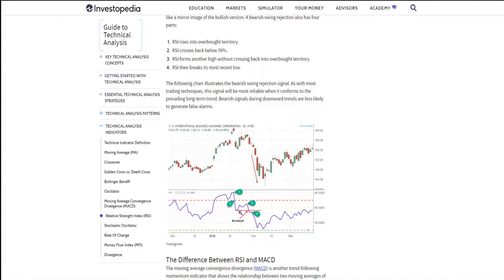With number 2, it goes back across the 70 level, and then RSI forms another high without crossing into that territory. So it went up quite a bit, and you can kind of see where it went up here, and then it takes a dip, and then it takes a big dip. So essentially, guys, if it is down here, it looks like about 32, maybe 33 RSI.